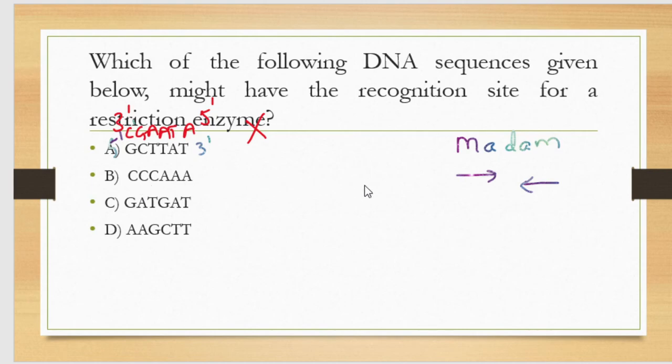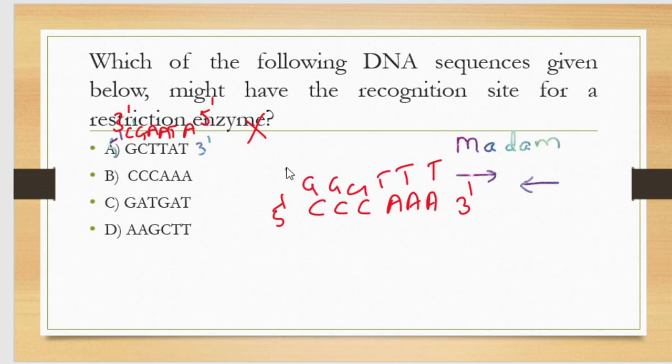What about the second one? We have triple C, triple A. Let us say this is 5 prime, this is 3 prime. The complementary strand will be T, T, T, G, G, G. Is it coming as a palindromic sequence? Triple C, and here it is triple T. Again no, even this is not.